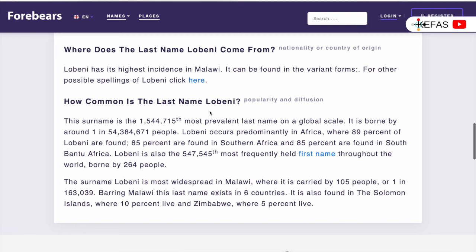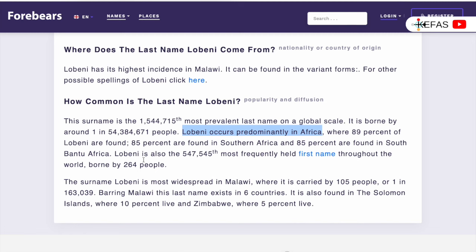How common is the last name Lobeni? Now, the surname is the 1,544,715th most prevalent last name on a global scale. It is borne by around 1 in 54,384,671 people. Lobeni occurs predominantly in Africa, where 89% of Lobeni are found. 85% are found in Southern Africa and 85% are found in South Bantu Africa. I don't know if that makes any sense, but okay.